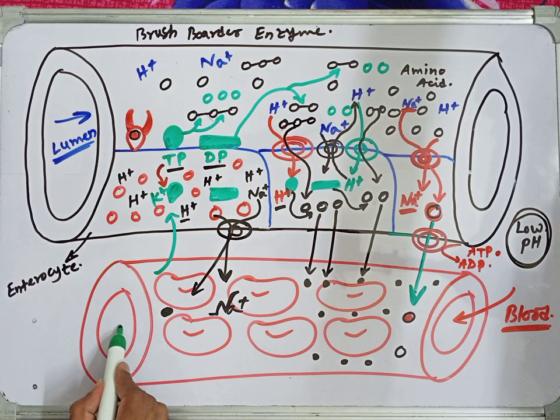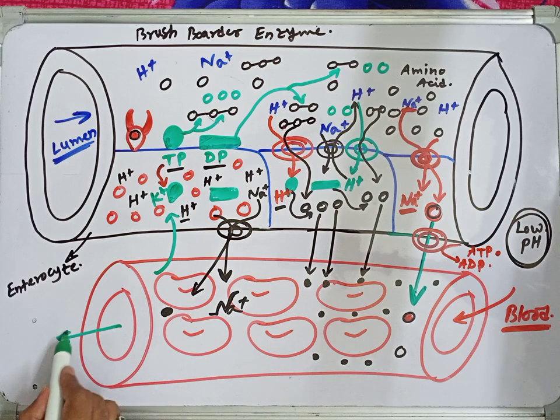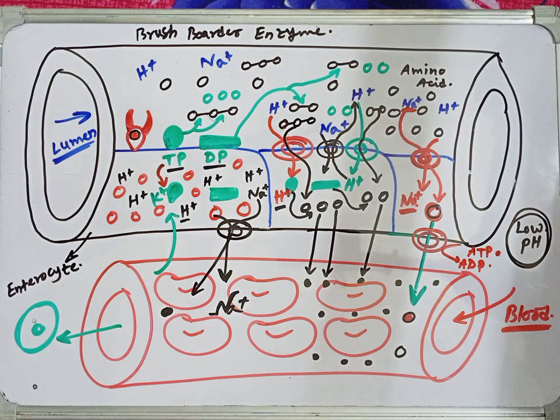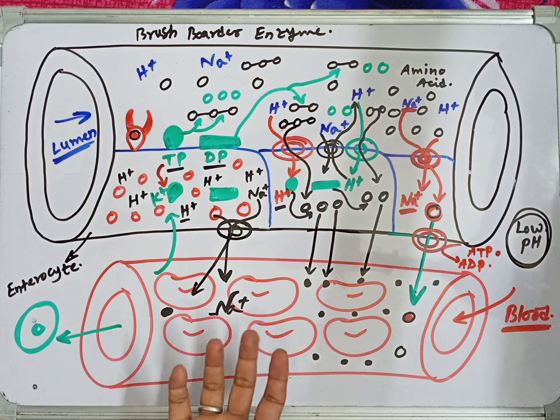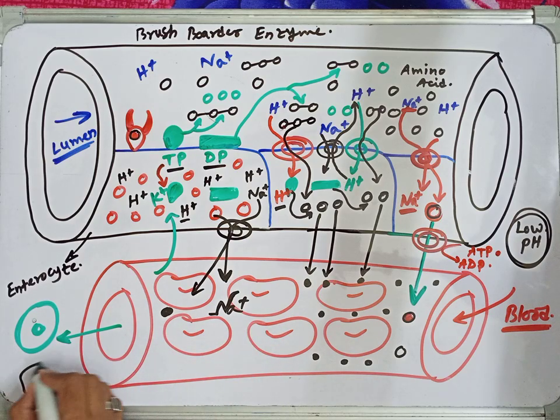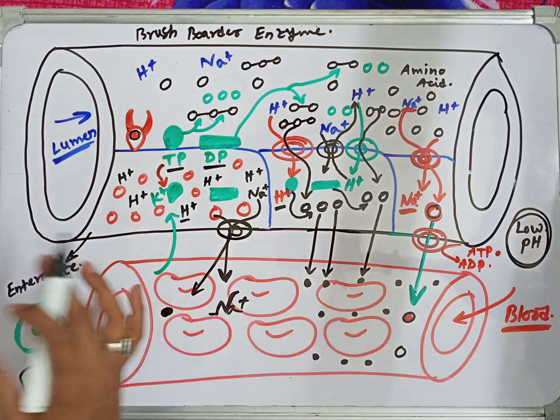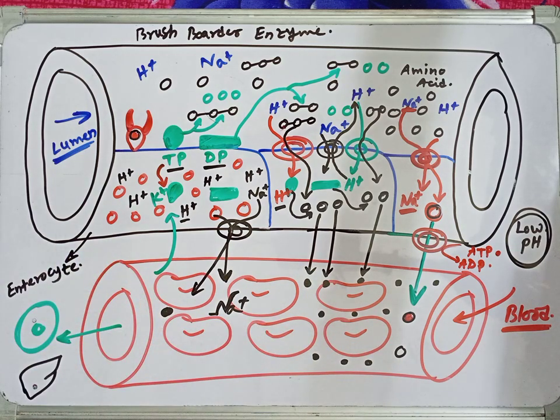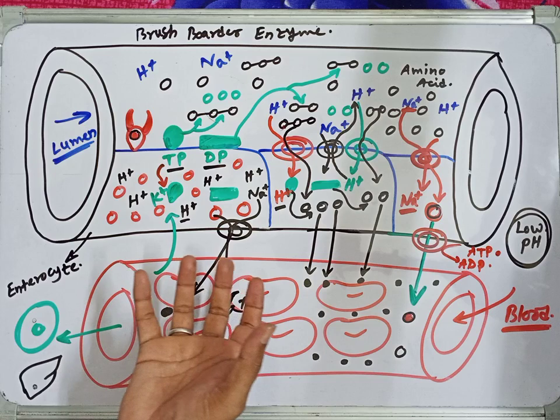Now this amino acid is transported into the hungry cell, and after that the excess amino acid is stored in the liver. That is the whole idea of digestion and absorption of protein.